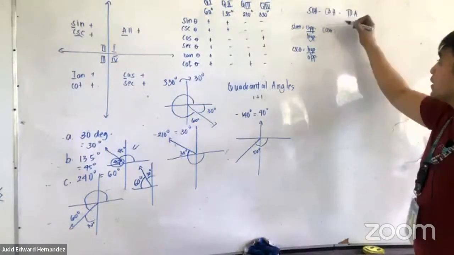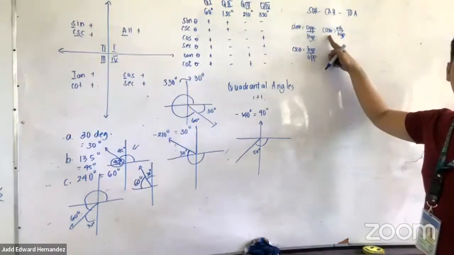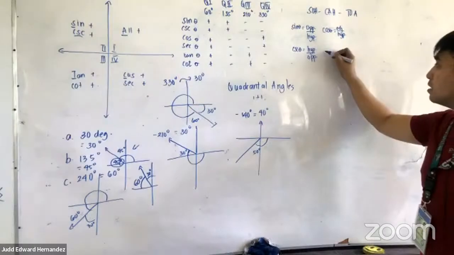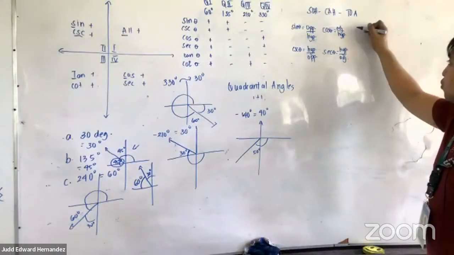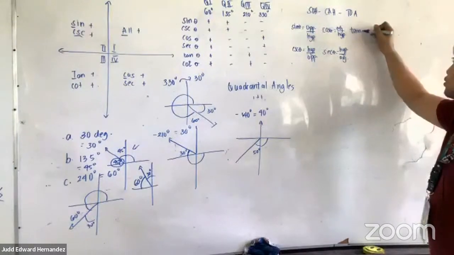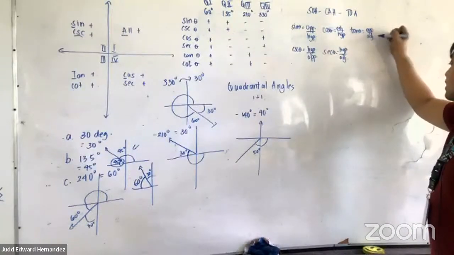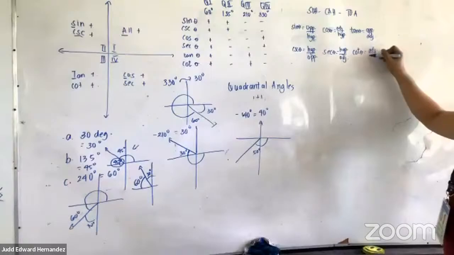Cosine theta is adjacent over hypotenuse. What is the co-function of cosine? That becomes secant theta, which is equal to hypotenuse over adjacent. We also have TOA, which is tangent theta, opposite over adjacent. And what is the co-function of tangent? That would be cotangent theta, and that is adjacent over opposite.